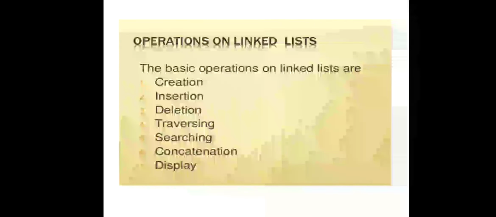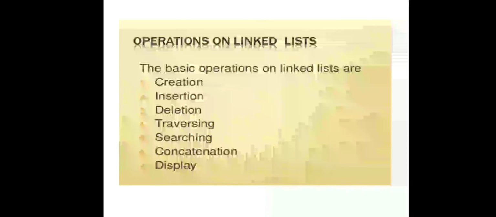Some of the operations which can be performed on a linked list are creation, insertion, deletion, traversing, searching, concatenation, and display. Creation means creating a node in a linked list. Insertion means inserting a node in a linked list. Deletion means deleting a node in a linked list. Traversing means visiting each node in a linked list exactly once.